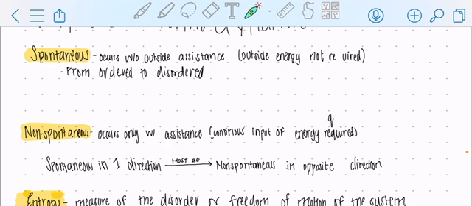An example of this is a bike going downhill. You don't need to push a bike downhill, it just happens without outside assistance, and energy is not always required. Non-spontaneous reactions, on the other hand, occur only with assistance, and continuous input of energy is required. An example of this is pushing a bike uphill. You would need energy to push it uphill, and a continuous supply of energy would be required.